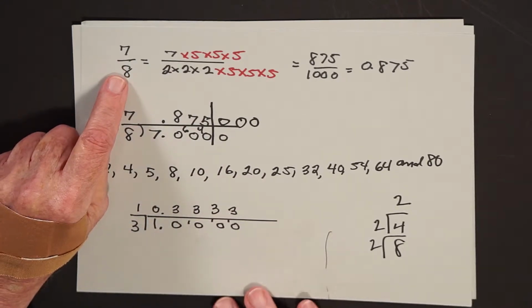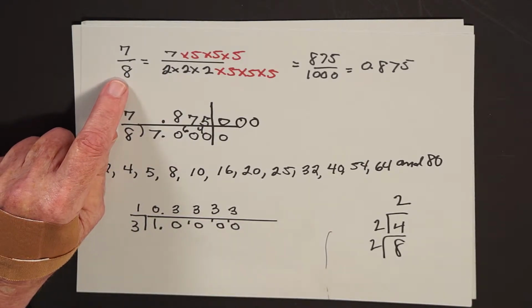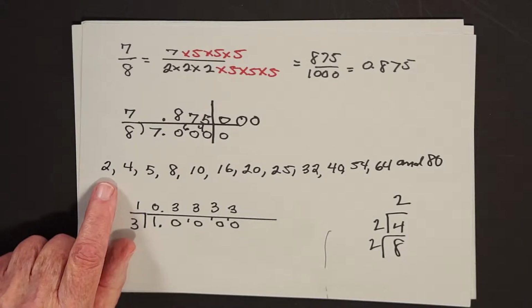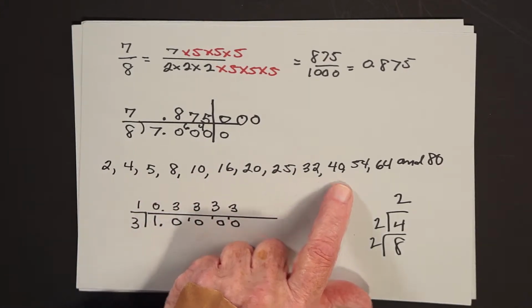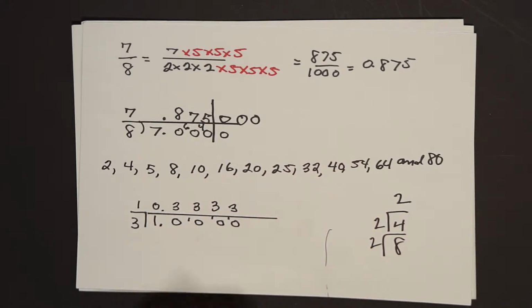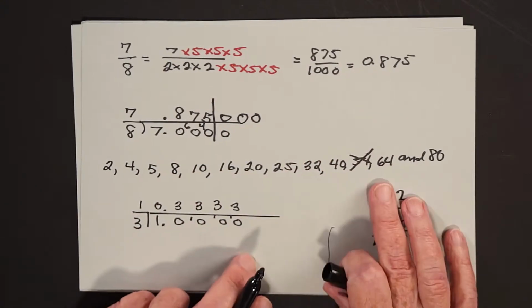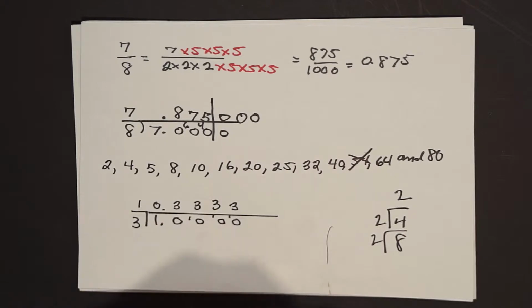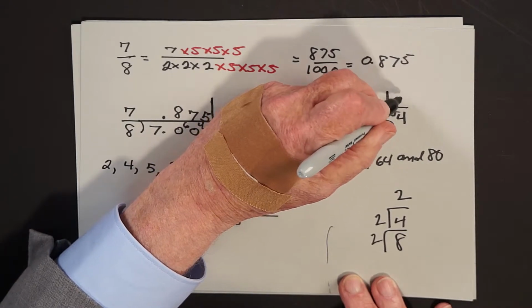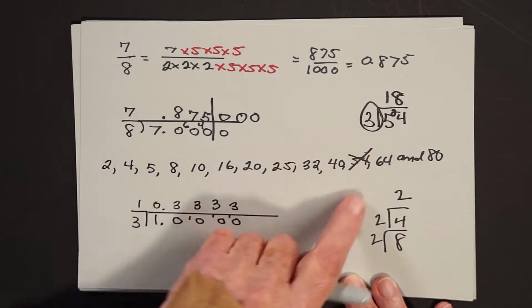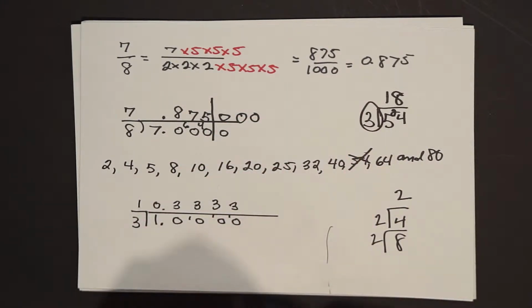Now this was nice because the 8 had only 2s as its prime factors. It's interesting, there are very few numbers between 1 and 100 whose prime factors just consist of 2s and 5s. In fact, if you want to know what they are, they're 2, 4, 5, 8, 10, 16, 20, 25, 32, 40, 54. No, it can't be 54. 64 and 80, okay? Why couldn't it be 54? What made me realize that? Because 54 is divisible by 3, and if a number is divisible by 3, it certainly doesn't have only 2s and 5s as prime factors. That's another good reason to have a number sense.